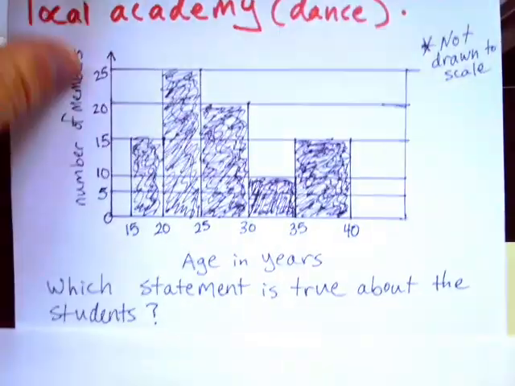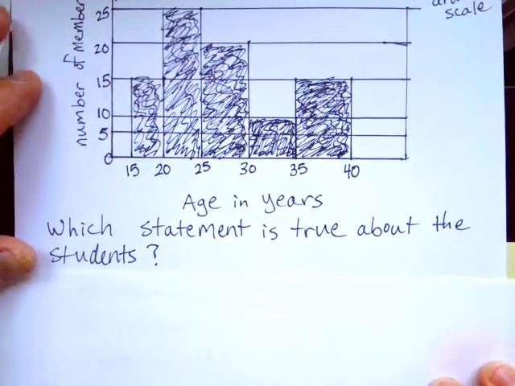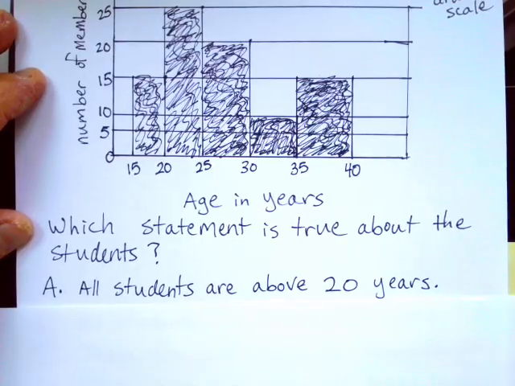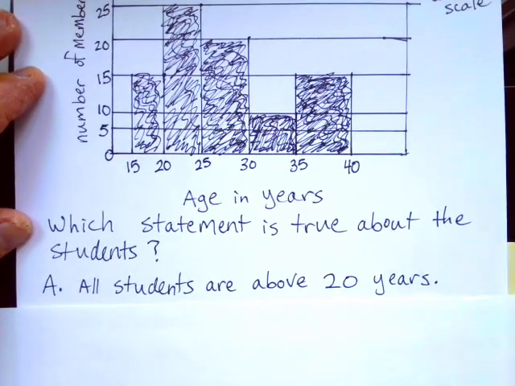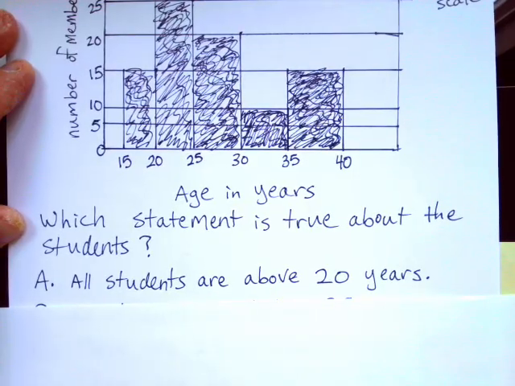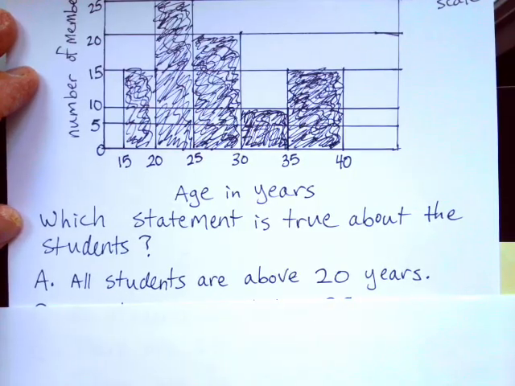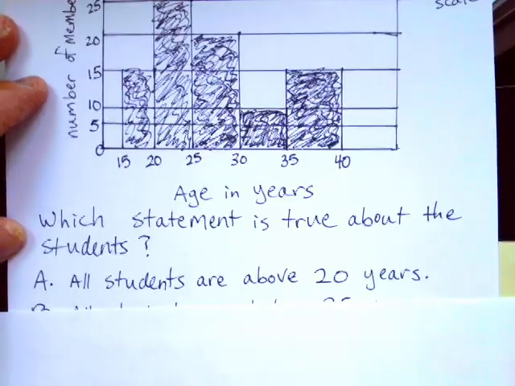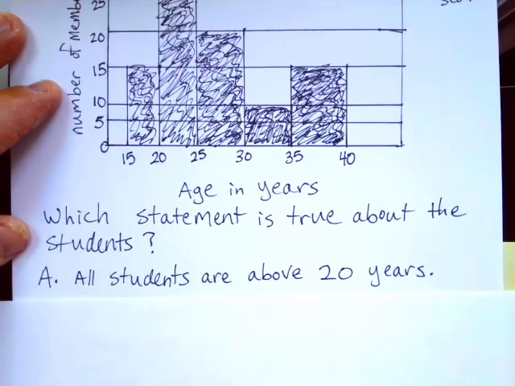So let's go ahead and take a look at these options, and I will do my best to explain these answers. For A, all students are above 20 years. Remember, we're looking for the most truthful statement. It could be a true statement, but we're looking for the true statement. So we want to rule out any of the false statements.